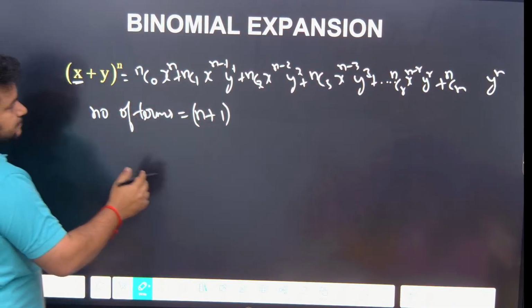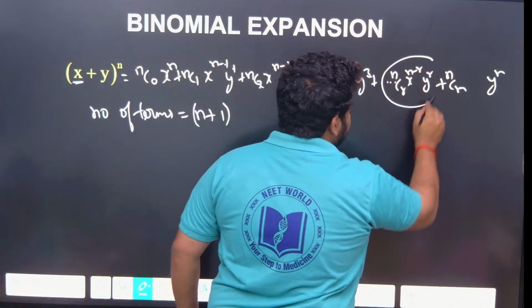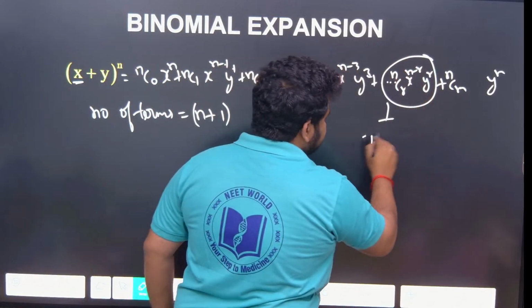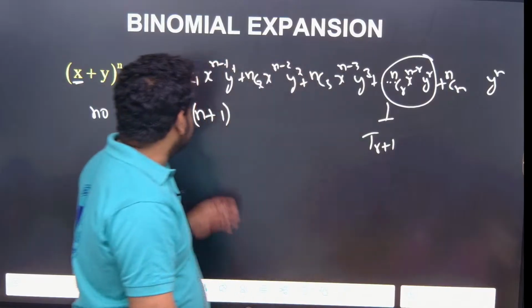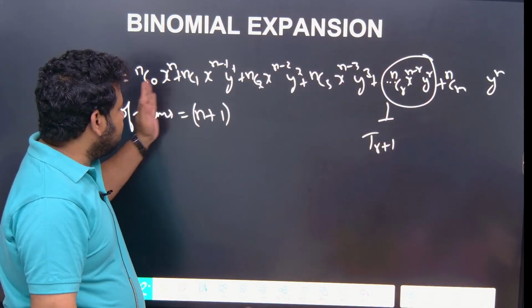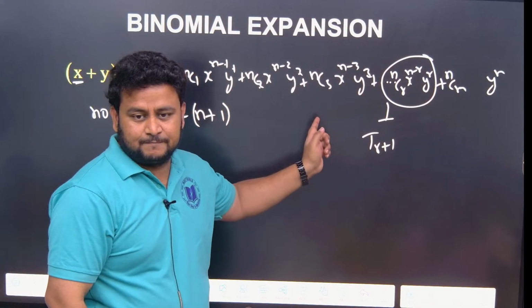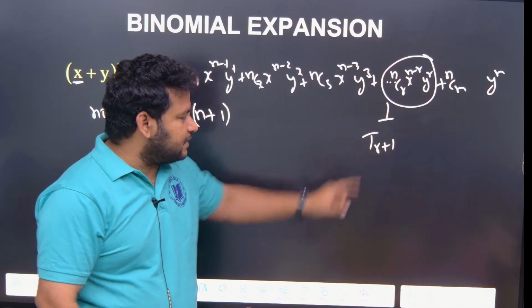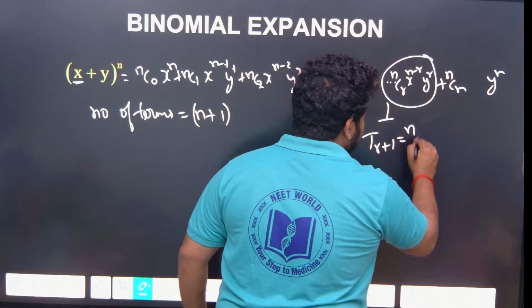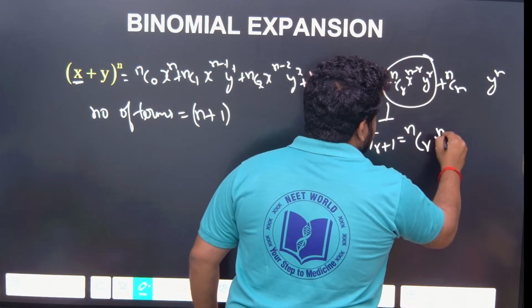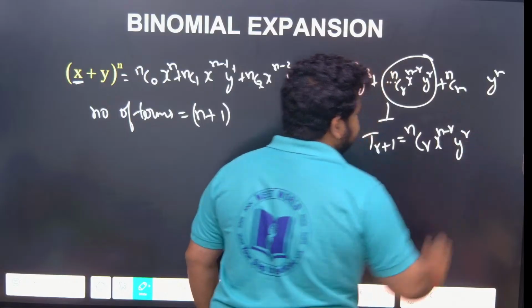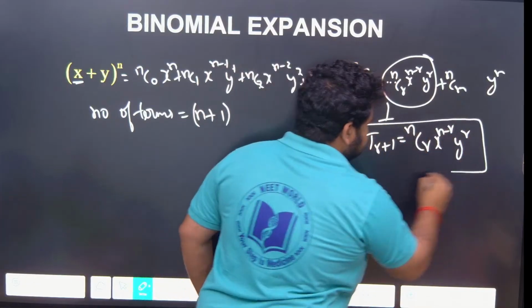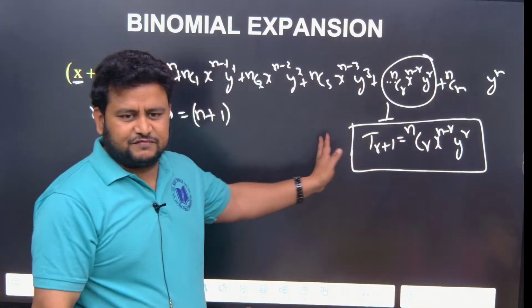Next, if they ask, you should know this term. This term is called the T(r+1) term, because you are starting, this is the first term. 1, 2, 3 up to r means this will be r + 1. So, this is the general term, you must know. T(r+1) can be written as nCr x^(n-r) y^r. Just remember this. From here 90% of the questions you can solve.